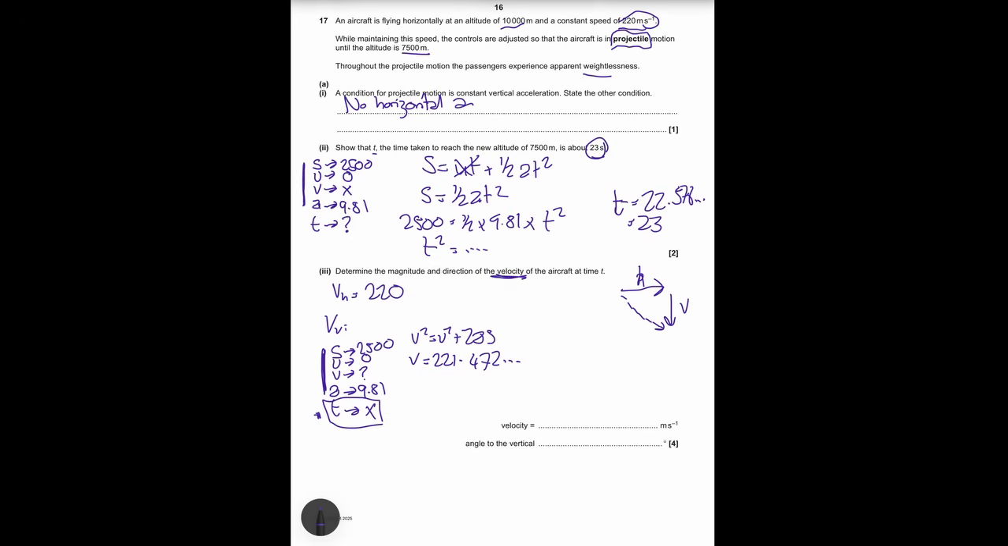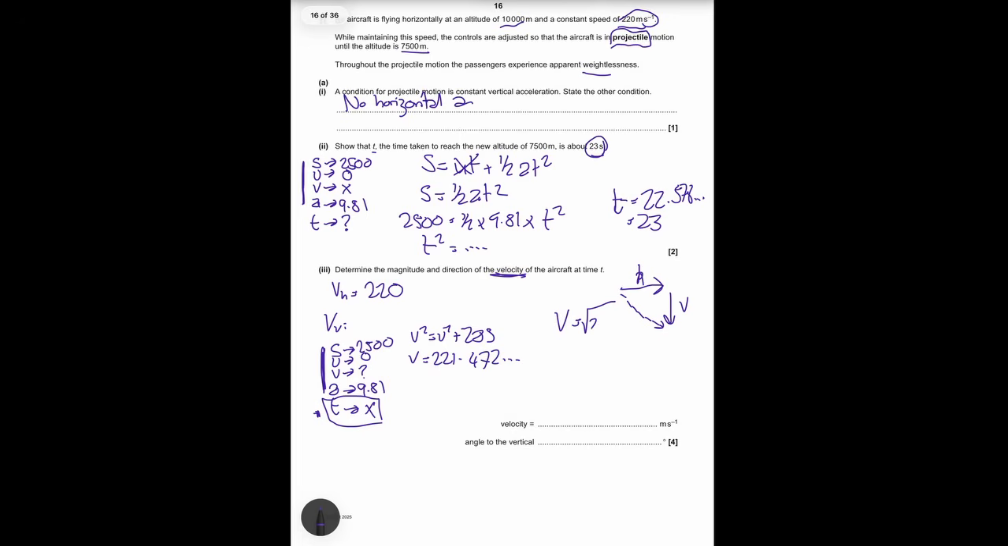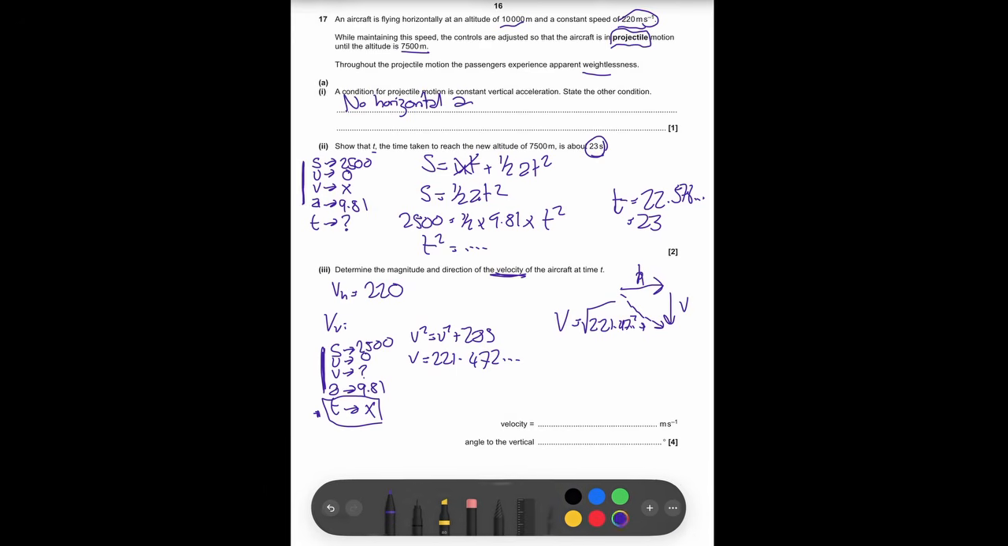Now how am I going to get the overall magnitude? I'm going to use Pythagoras. So the overall v is going to be the square root of these two together. So that was 221.4 blah blah blah squared plus 220 squared. I'll put that in the calculator, and v comes to being 312.169 blah blah blah. So two significant figures, the velocity is going to be 310.